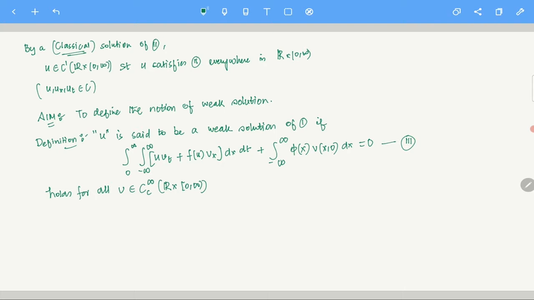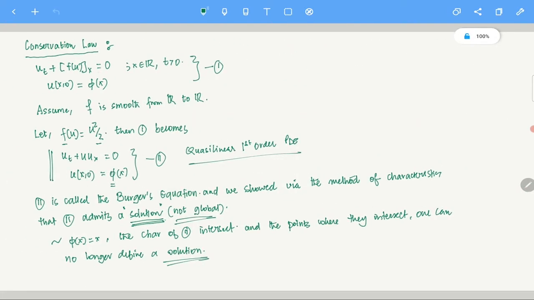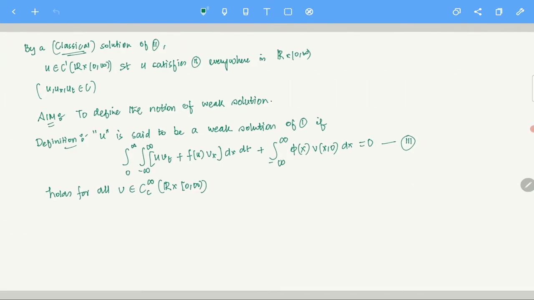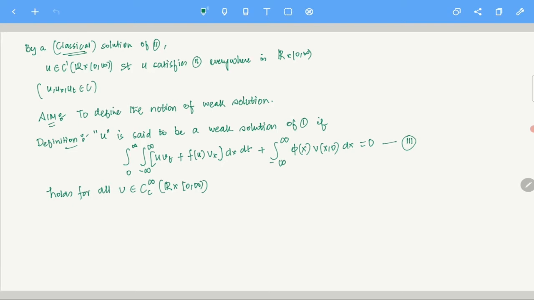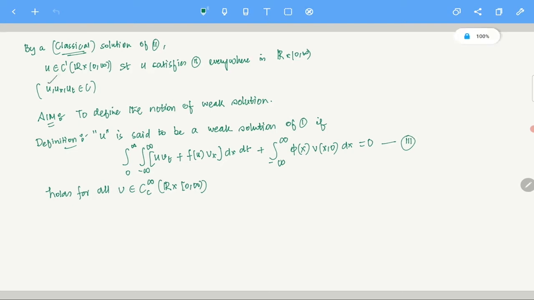We were given this equation, right? What is our equation? u_t plus f(u)_x equals 0, and there is a boundary condition. Now what we are saying is, initially for a solution to exist you need u, u_x, u_t to exist, right? In our case, u is a weak solution of 1 if u satisfies this particular condition for all v which is in C_c infinity. Let's look at this condition.